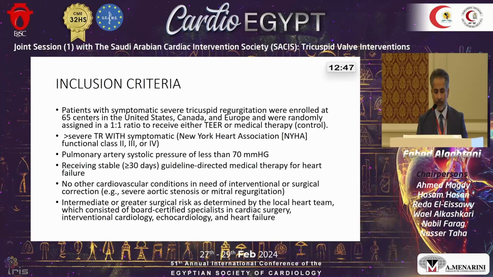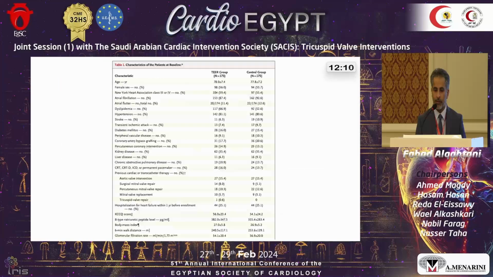All have severe or greater TR with symptoms, pulmonary arterial pressure less than 70, so they excluded all patients with severe pulmonary hypertension. All of them received stable, more than 30 days, guideline-directed medical therapy for heart failure, and they don't have other cardiovascular conditions that need intervention or surgical correction. So all these patients go into heart team discussion, with intermediate or greater surgical risk as determined by the local heart team, which consists of board-certified specialists in cardiac surgery, interventional cardiology, and echocardiography.